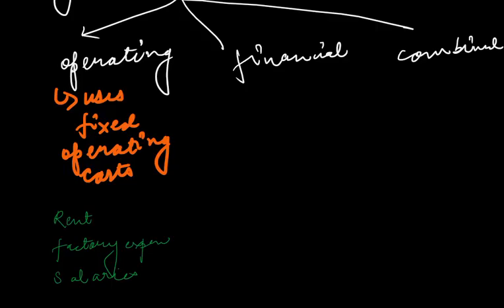Examples like rent, you have to pay the rent, you have to pay the salaries of the permanent employees, you have to pay the insurance, you have to pay the depreciation, even if you are facing losses or the production is very low. And if production is high, then also you have to pay. These are the fixed operating costs. So a company with higher fixed operating cost has higher operating leverage. In our lecture we will see how a change in sales affects the operating profit through operating leverage.